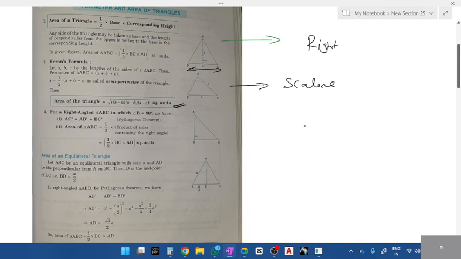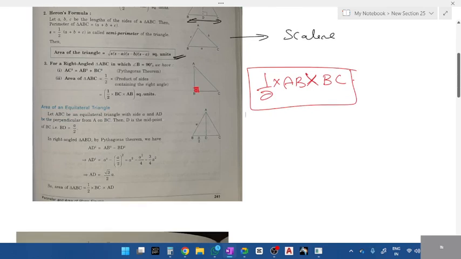Yeah, what do you mean by product? Product is multiplication. Containing right angle. Which two sides contain right angle? The right angle is touching which two sides? That's it. So half into AB into BC. That's the formula. BC into AB, AB into BC. Or you can write it in words. Just look at this equation, convert into words. Product of sides containing right angle.